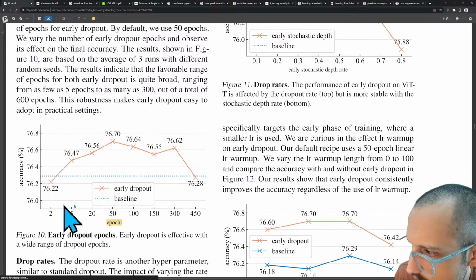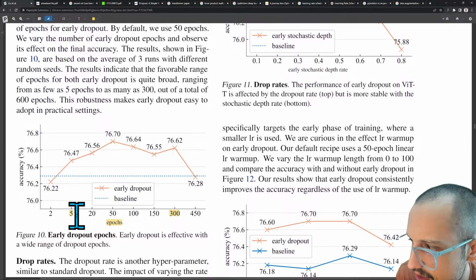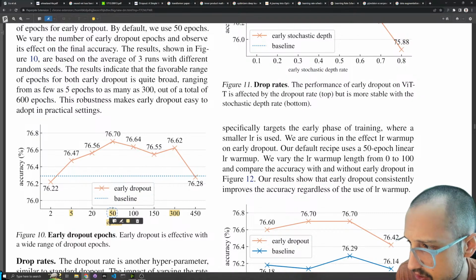So now they change it. What if we change the early dropout to happen at 300 epochs or happen at 5 epochs? How does that change the final accuracy? And you can see how there's kind of a sweet spot here. There's a sweet spot for the epoch at which you would want the early dropout to end, right?